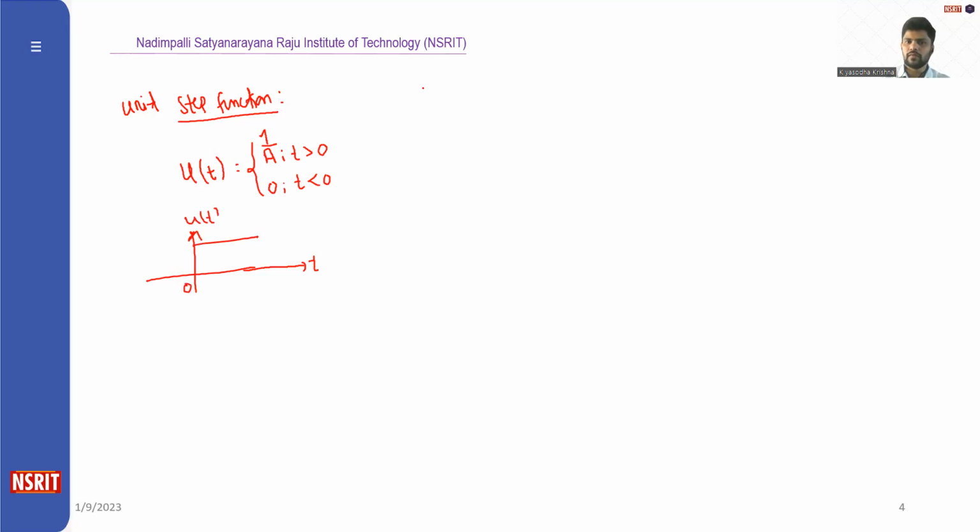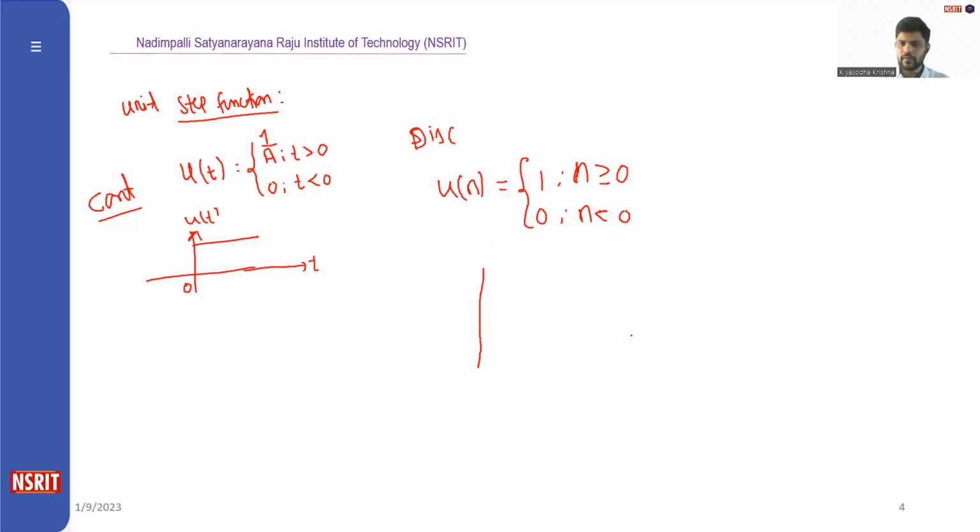Now coming to the discrete nature, it is the same story, just u of n instead of u of t, where u of n is 1 for n greater than or equal to 0 and 0 for n less than 0. Keep in mind that here it is discrete, so we cannot define it at every time value. It will be defined only at particular values, and it maintains the amplitude.